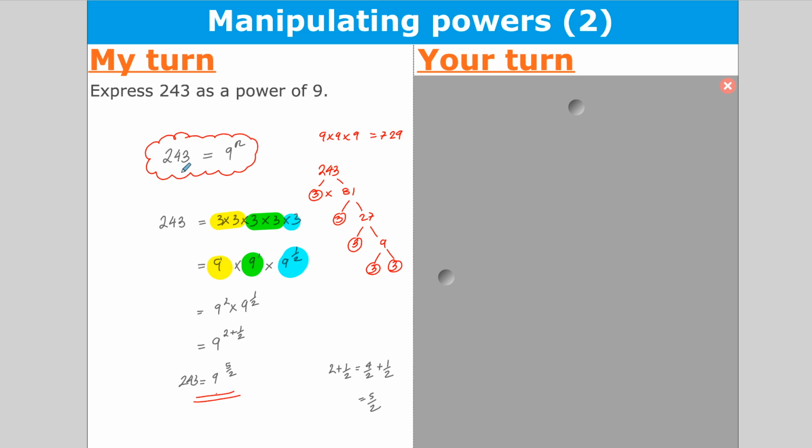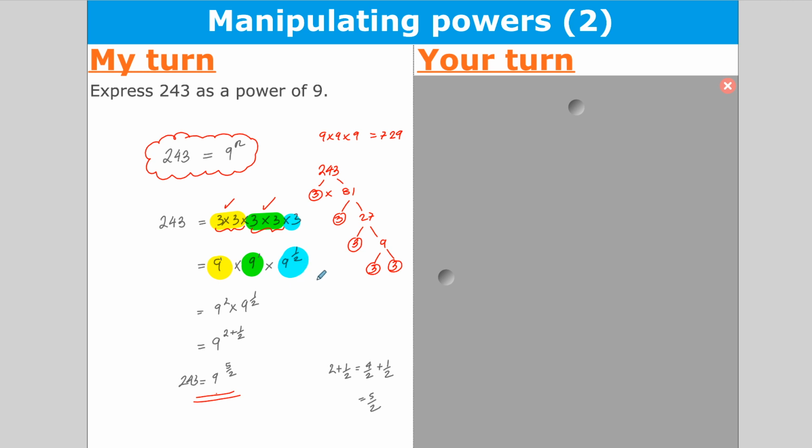So what I did is I wrote 243 as prime factors. Then I combined the prime factors into the power I was asked for. I spotted a 9, I took it. I spotted another 9, I took it. What was left over, I converted it into a power of 9, just knowing my square roots.